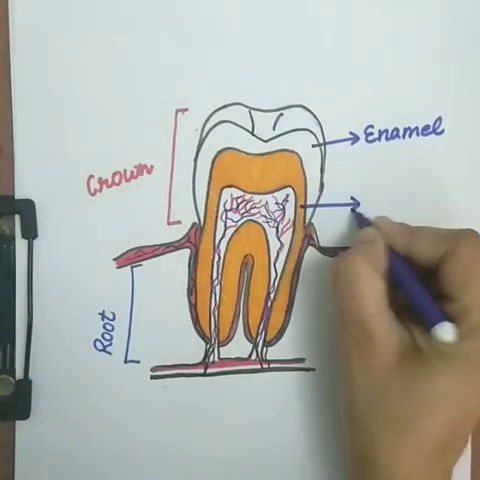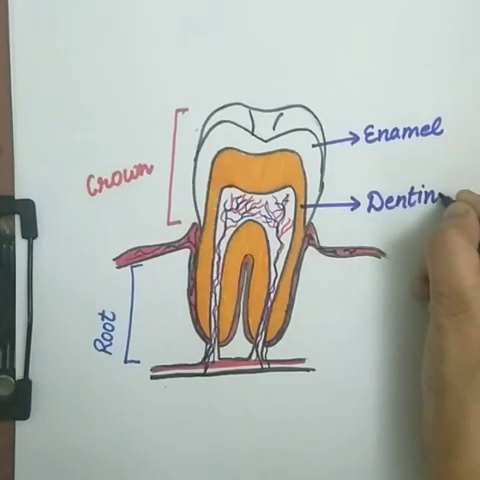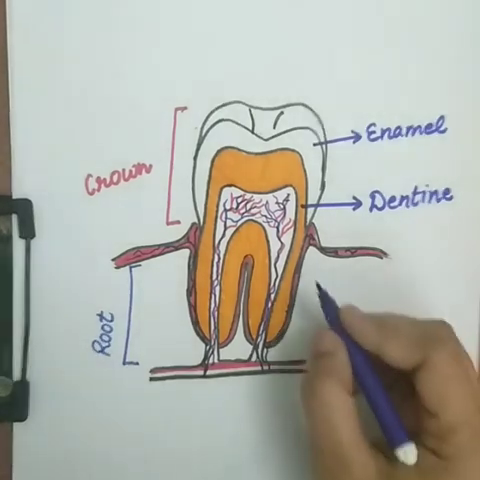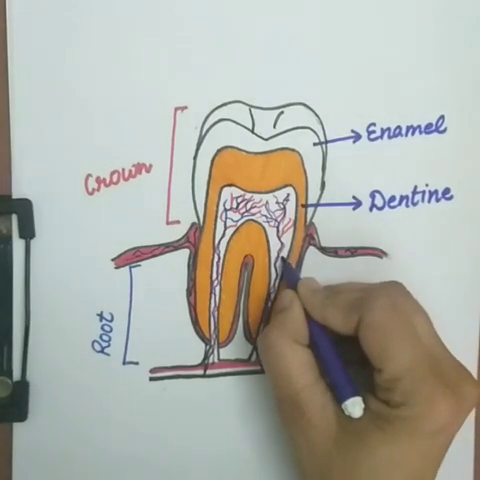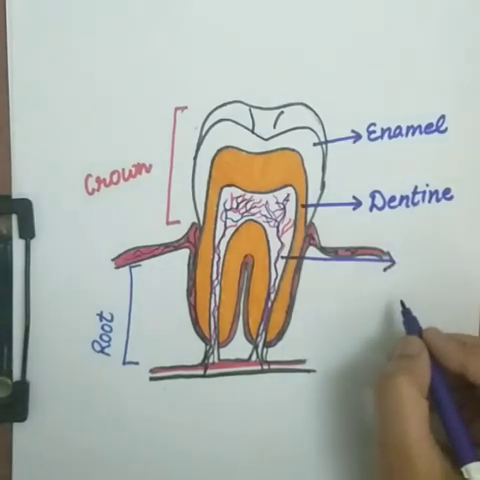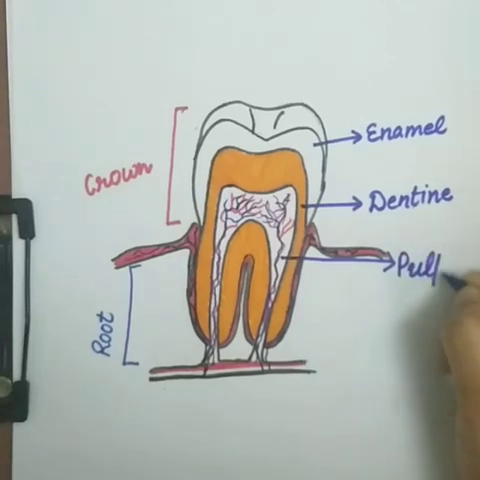Now coming to the next layer, which is dentine. The layer of teeth which is below the enamel is called dentine. Now the third part, which is the center of the tooth, consists of many blood vessels and nerves. This is the soft part of the teeth. This is called pulp.